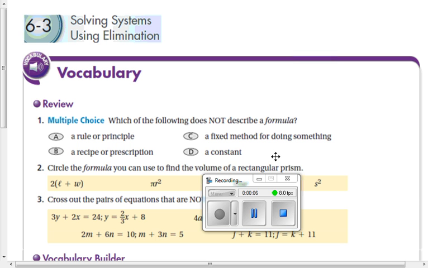In this lesson, we're going to learn how to solve systems of equations using a process called elimination, either by addition or subtraction. I'll show you how to do that in a little bit here. Go ahead and do the review here. I'll check back.